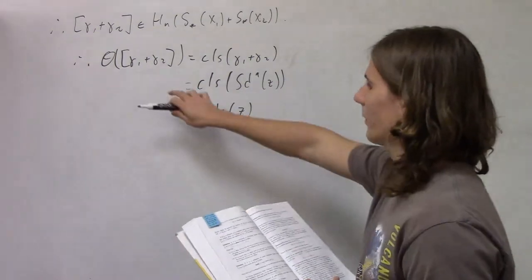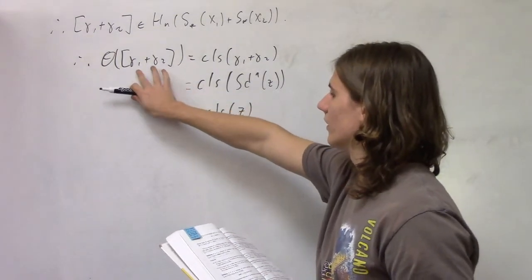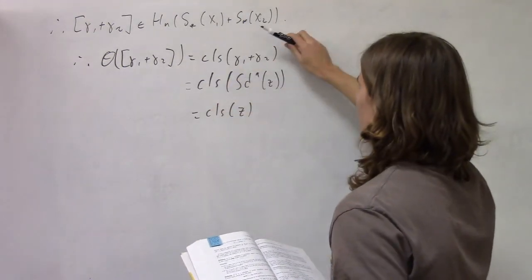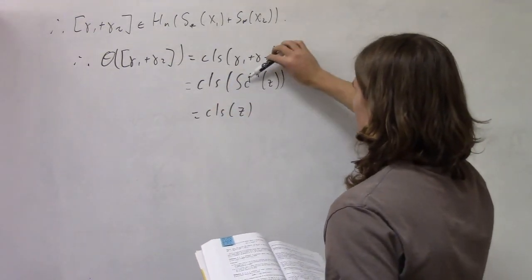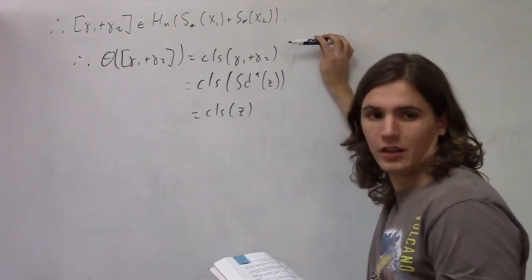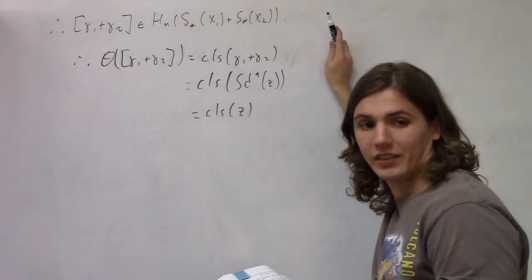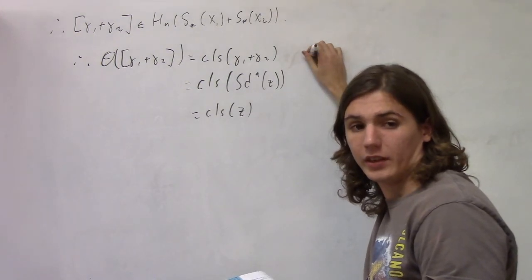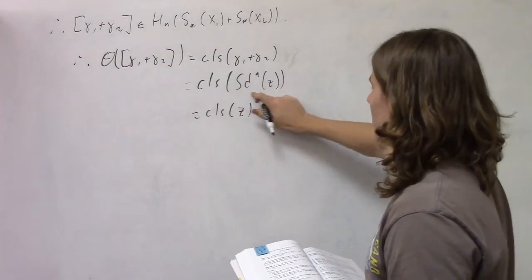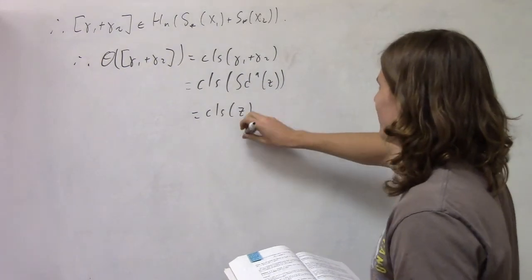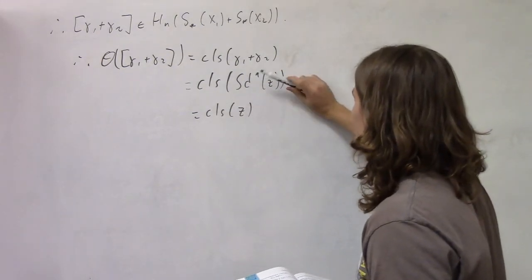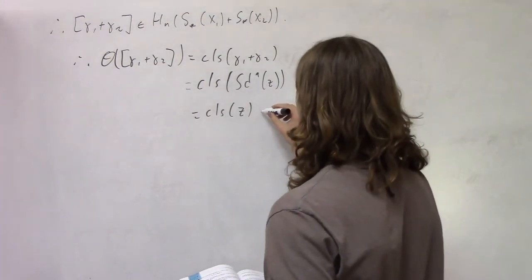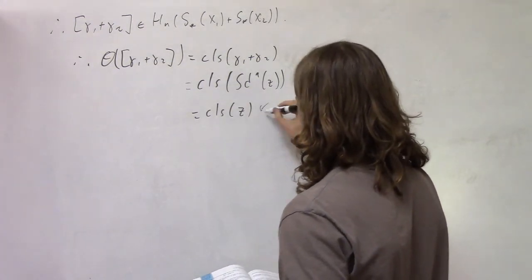Okay, so we take the map theta of the gamma 1 plus gamma 2 that we found. And so that's equal to the class of gamma 1 plus gamma 2. But gamma 1 plus gamma 2 is SD^q of Z. SD is subdivision, so that's just going to be the class of Z. But that's what we're looking for, to show it's surjective, so we're good there.